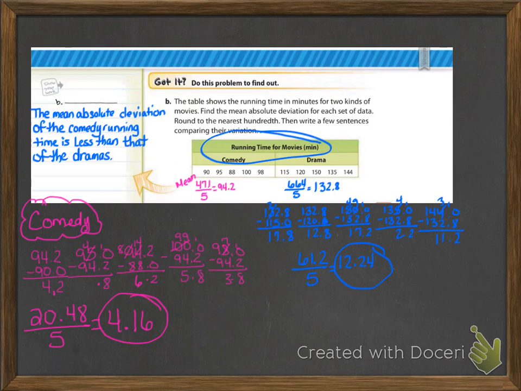Okay, so now we have to tell which set of data values are closer together, which you can really tell before you even find the absolute deviation anyway. So I put that the running times for comedies are closer together. Take the 100, which is our largest number, and compare it to the 88, and it's a much closer distance than, let's say, the 150 is with the 115.